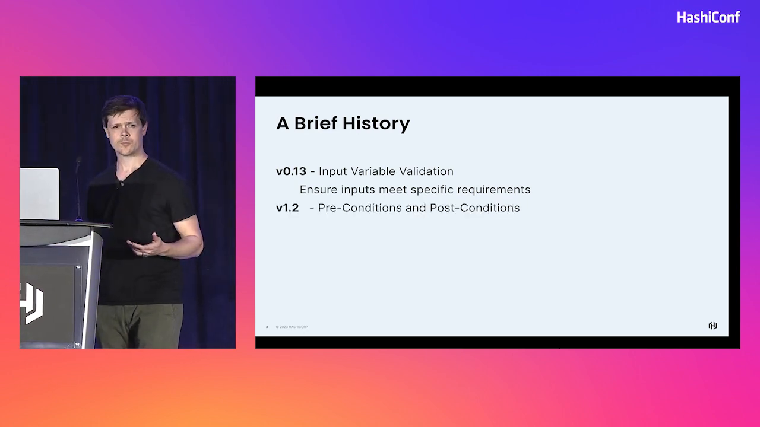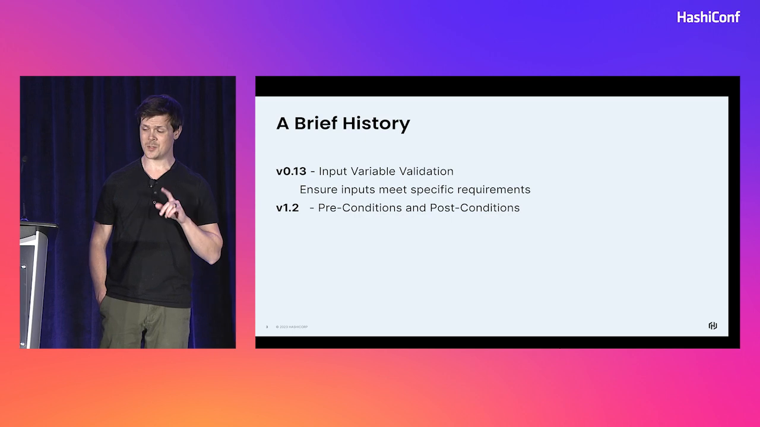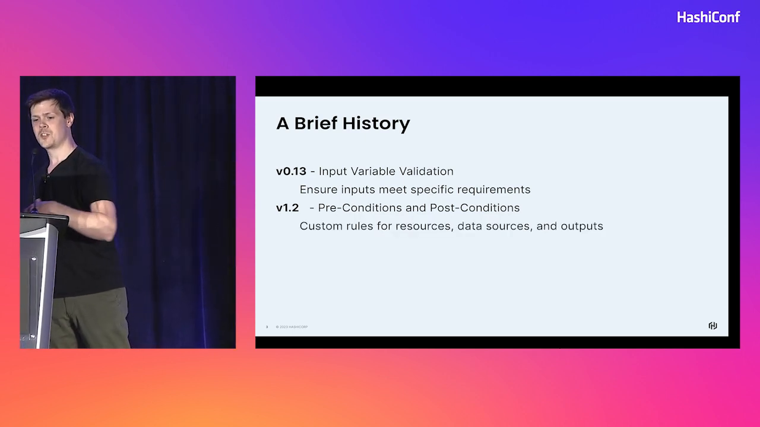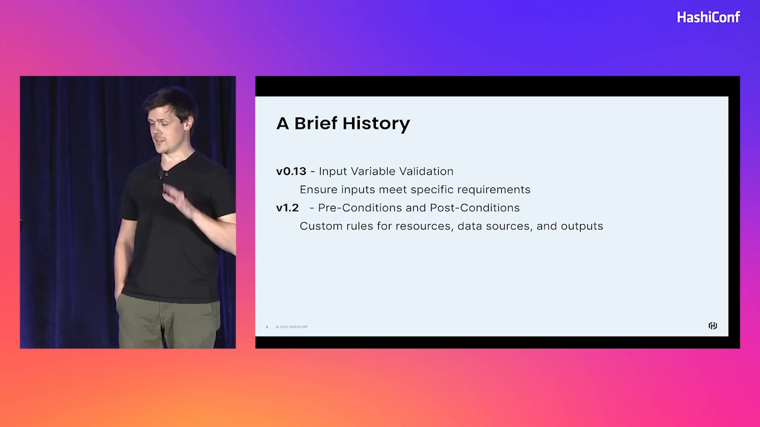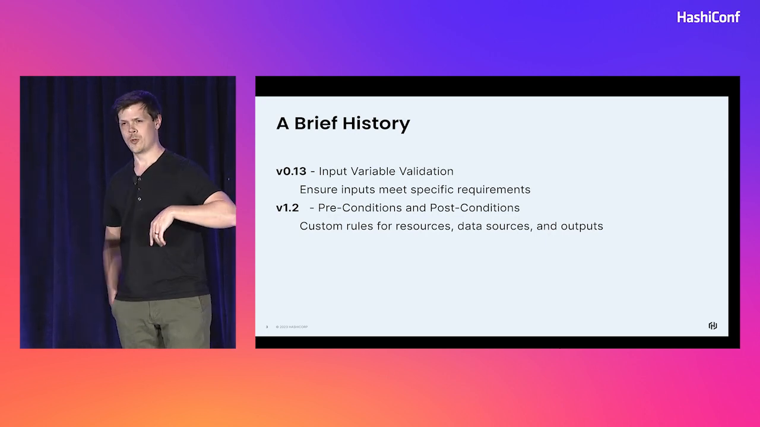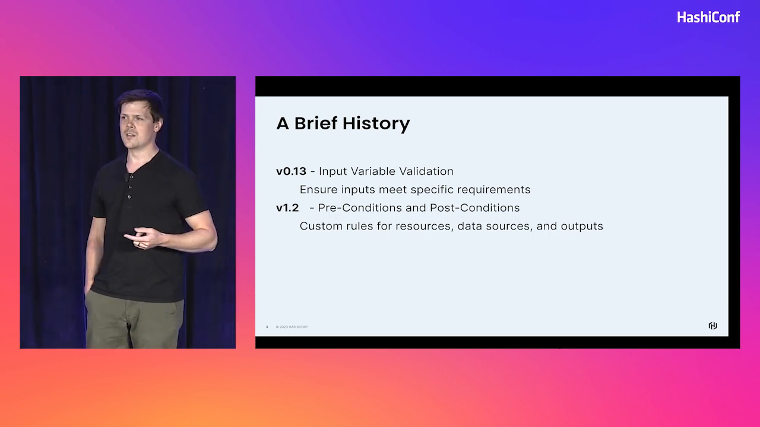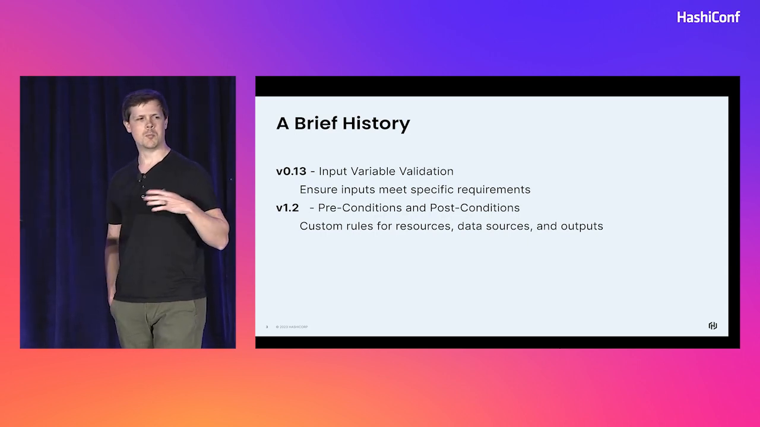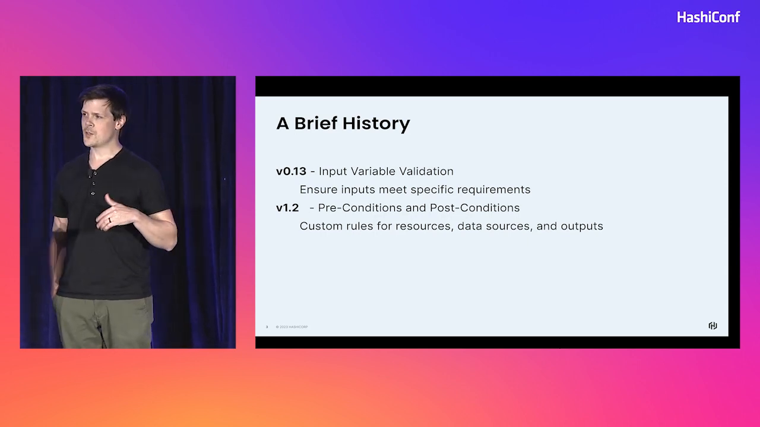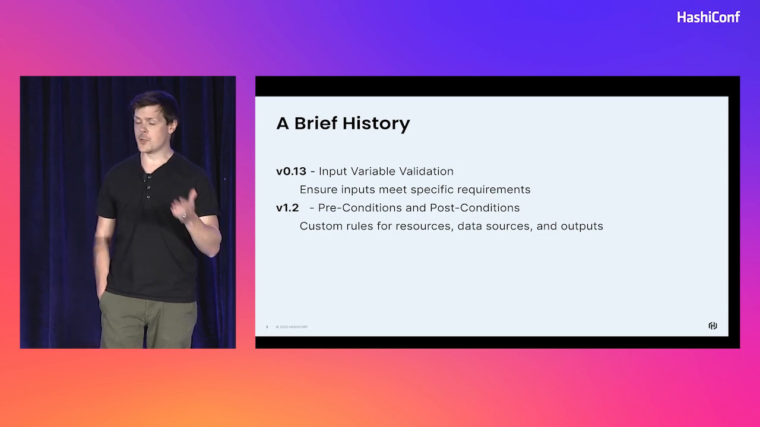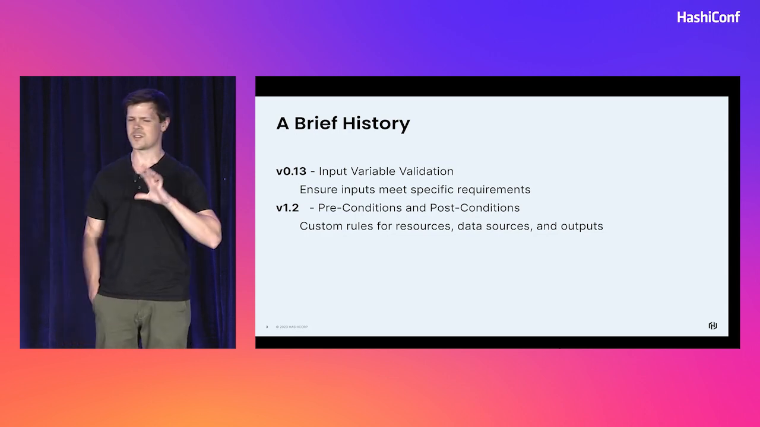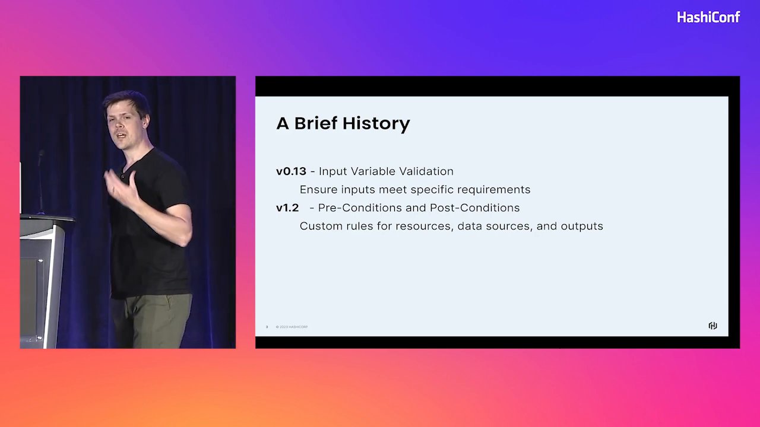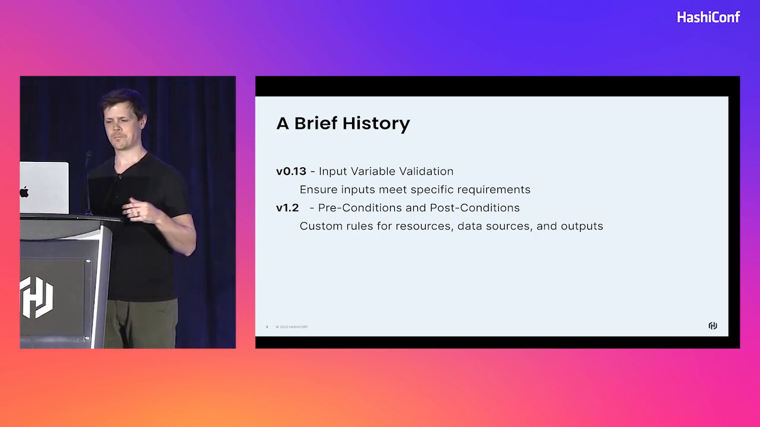In 1.2, Terraform introduced pre and post conditions, and this was a really cool feature. What this lets you do is create custom rules for resources and data sources. The example I like to use here is you're deploying an EC2 instance. You don't know the AMI that you'll be deploying at the time of writing your configuration. Maybe it's user provided. You could write a precondition that would check, is this the right architecture? Is this the right type of AMI? And if not, let the user know and how to fix it.